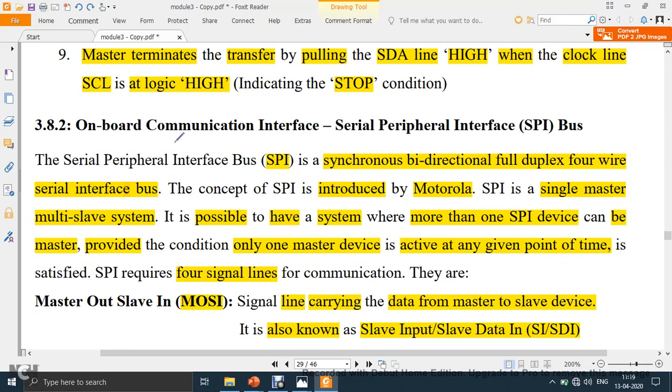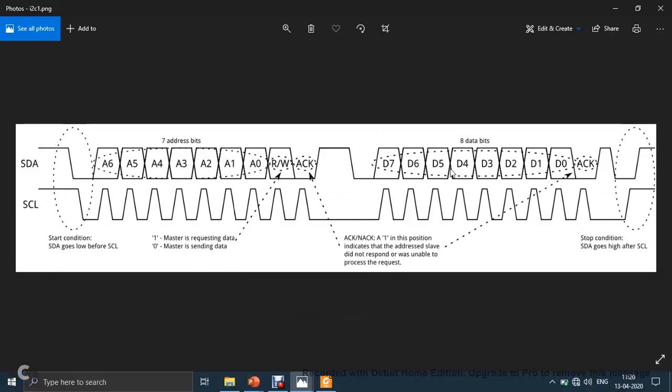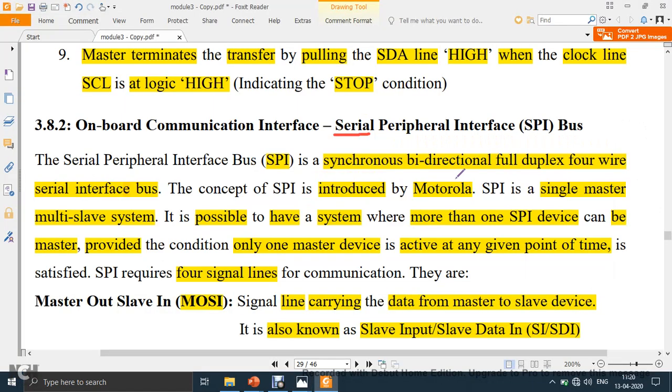So next, one more onboard communication interface is SPI, also known as serial peripheral interface. As the name itself indicates, it is serial only. Similar to I2C, it is also serial. You can see the data are sent bitwise, one bit after the other. That is what is known as serial communication. So what is this SPI? Again, it is synchronous. Again, it is bidirectional, but it is full duplex. Previously, if you compare this to I2C, I2C was half duplex, but this is full duplex.